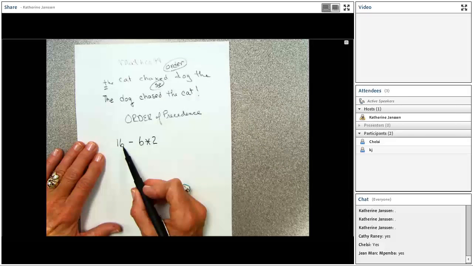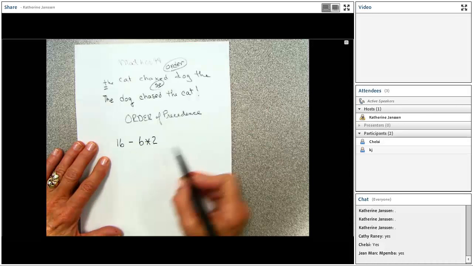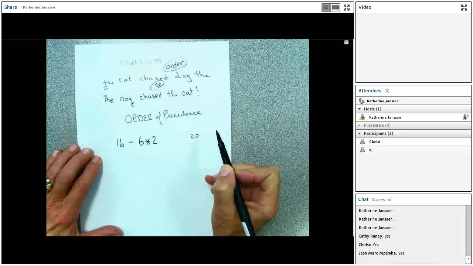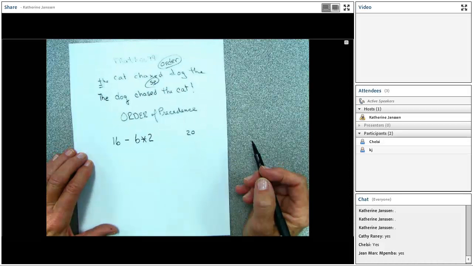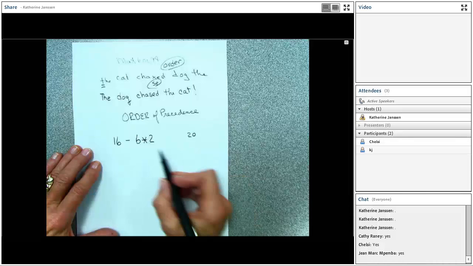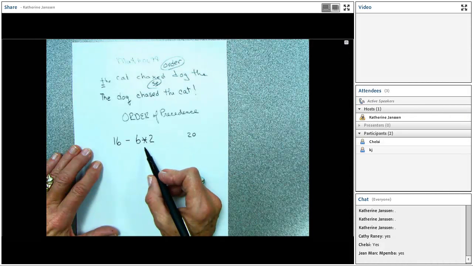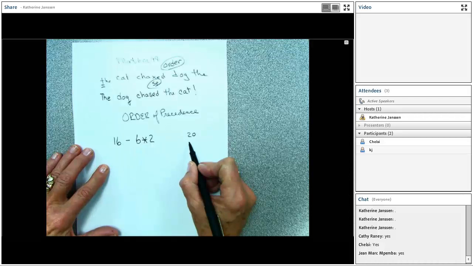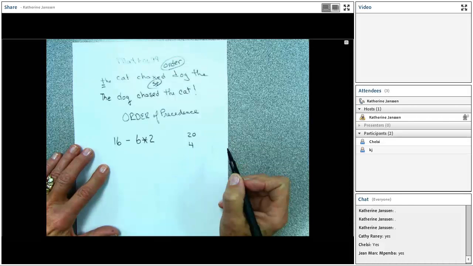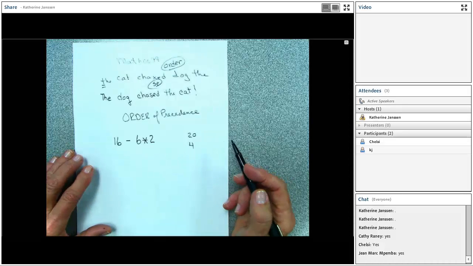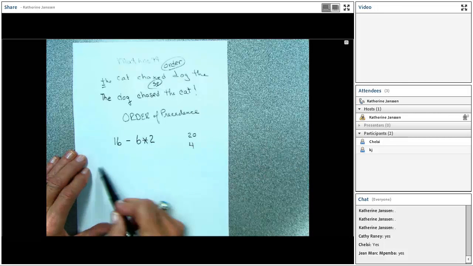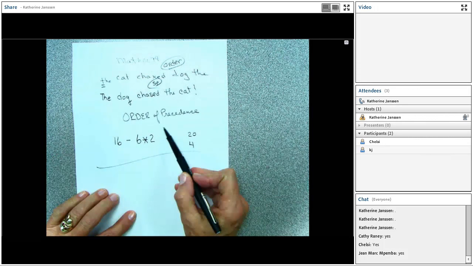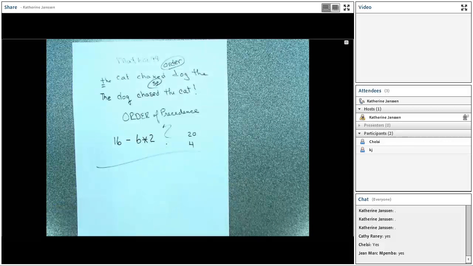So 16 subtract 6 would be 10 times 2. Does anyone else have a different suggestion for that? 6 times 2. 6 times 2? What's that? 12. Yeah, and then what? 16 minus 12, right? Yeah. What's that answer? 4. 4. Anyone else have a suggestion? Isn't that how you do it, though? We'll get there. So we're pretty sure, but maybe not. So we'll be reviewing our order of precedence.